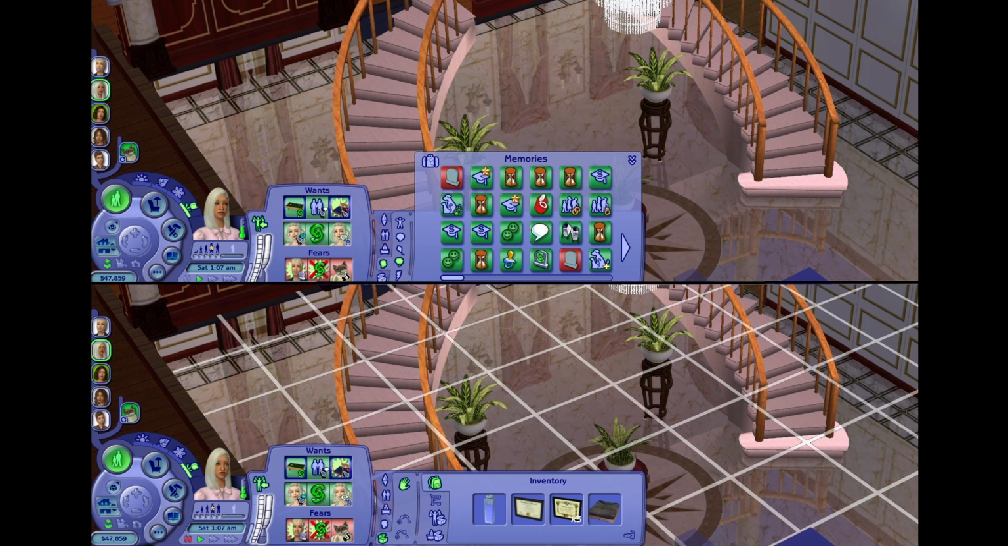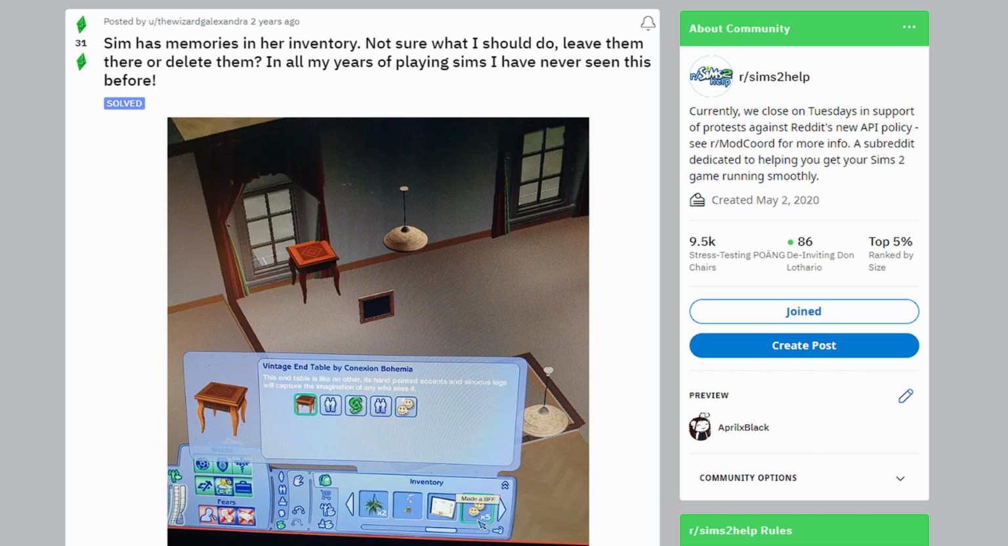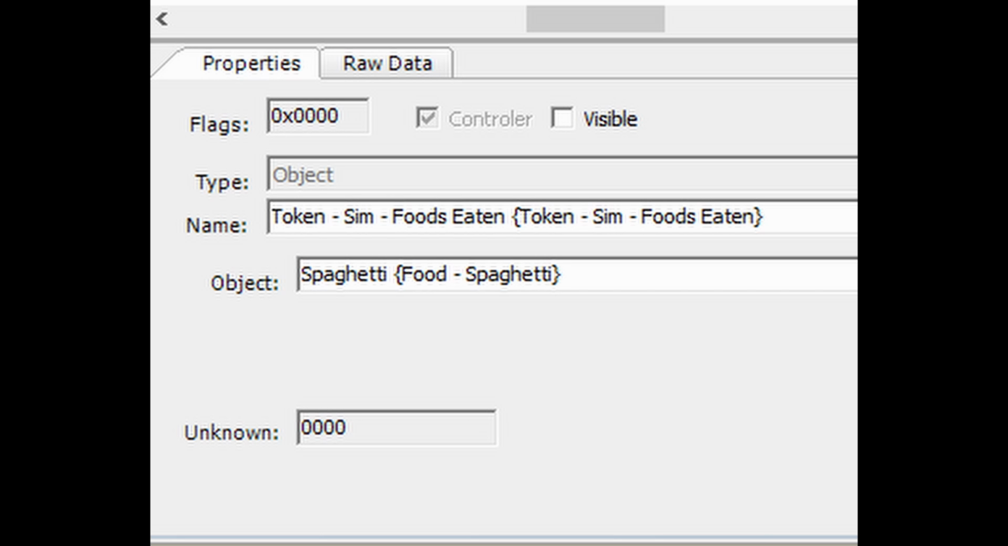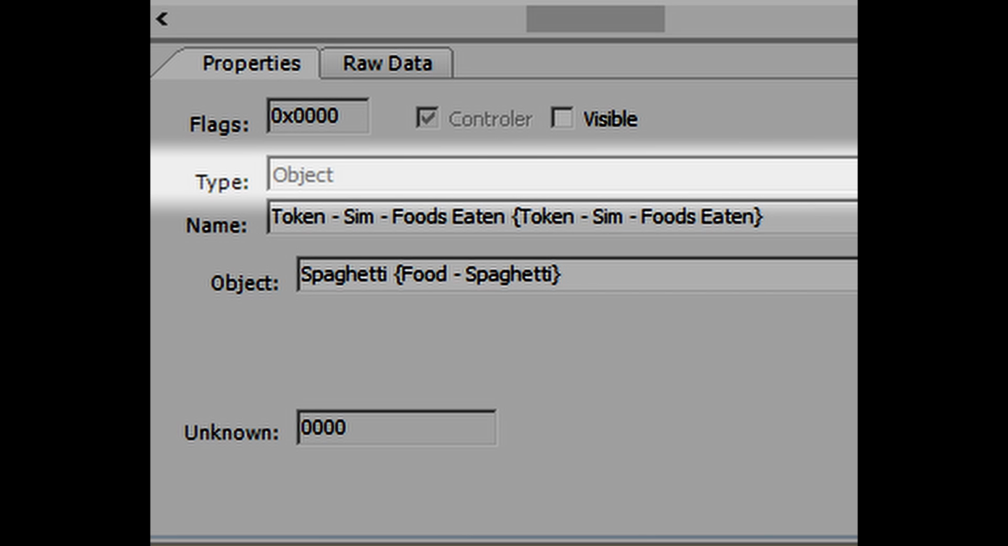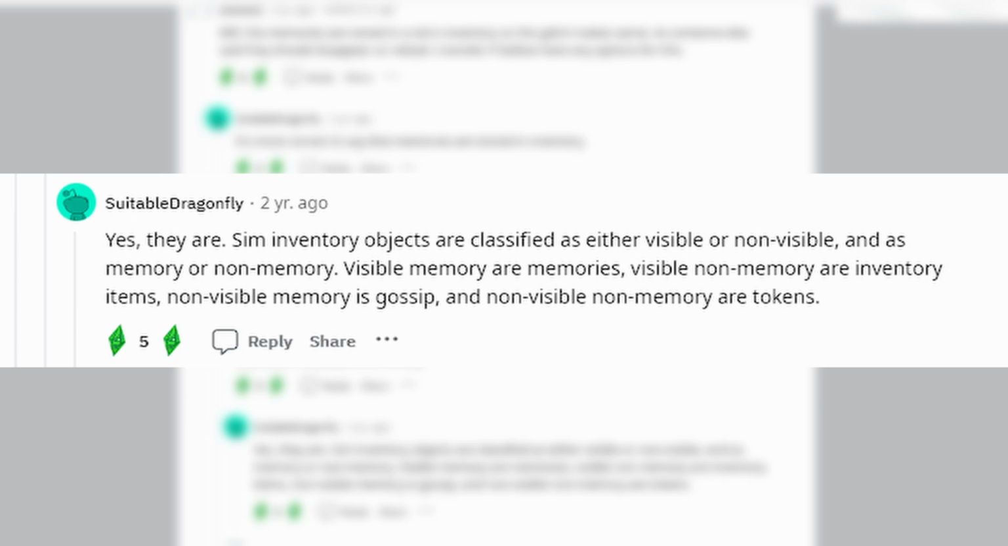So how doesn't the game get confused about where to display those? Well, first of all, it does, sometimes, but it uses the following information to figure it out: type and whether it's visible or not. To quote Suitable Dragonfly, who explained this perfectly, sim inventory objects are classified as either visible or non-visible, and as memory or non-memory. Visible memory are memories, visible non-memory are inventory items, non-visible memory is gossip, and non-visible non-memory are tokens.